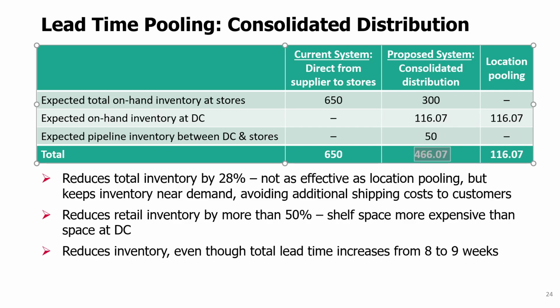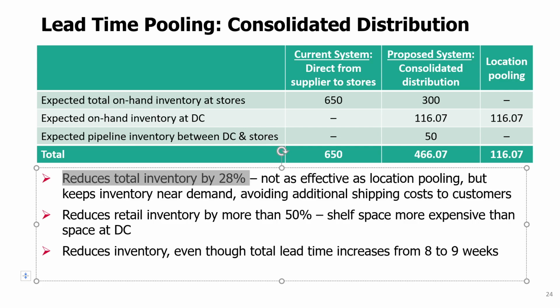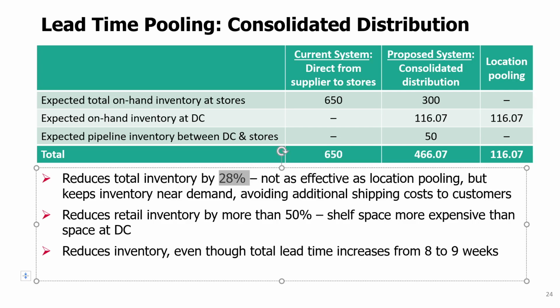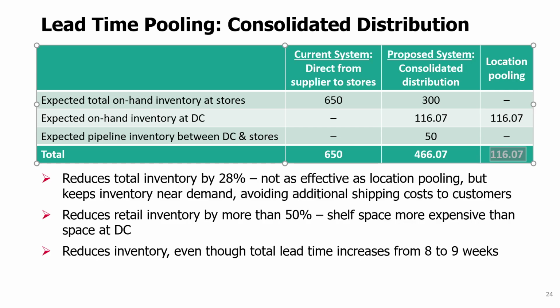That we have when we have stores. So to summarize this, you see we reduce total inventory by about 28%, right? This is about 28% less than the system without the distribution center. So consolidated distribution brings us some benefit in inventory reduction, not as effective as location pooling, right? Not as effective as this, but at least it keeps inventory near the demand.